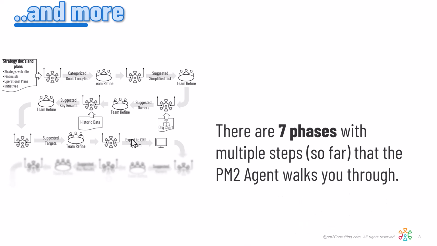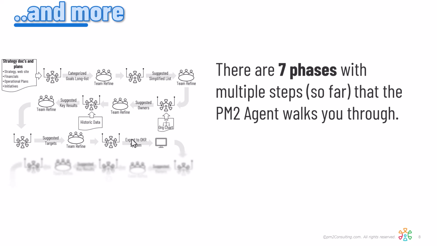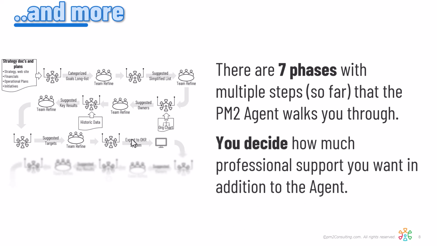So the net is this tool, this agent we've put together, it covers the 7 common phases that we take you through, from capturing your strategy to running awesome quarterly retrospectives and refreshes and performance meetings. And you get to decide how much you want to use the agent and how much you're going to use us, PM2, in augmenting the agent, or the agent augmenting us, to support what you want as you build your OKRs out.